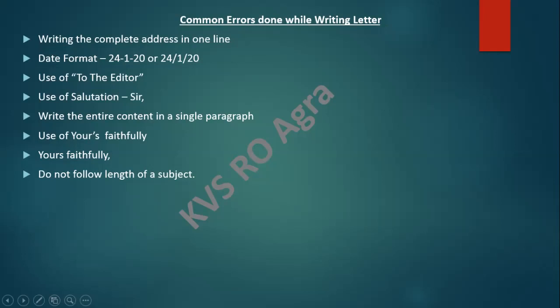Then the entire thing they write in a single paragraph. The introduction, the problem, the conclusion, everything they write in a single paragraph. It should not be done. Then the use of yours faithfully, always they use an apostrophe S. They should not use apostrophe S, they should write YOURS, then faithfully. Then again, after faithfully, they use a comma. This is also wrong. Yours faithfully, it is all obsolete. Do not follow the length of a subject. They write the whole sentence in a subject.